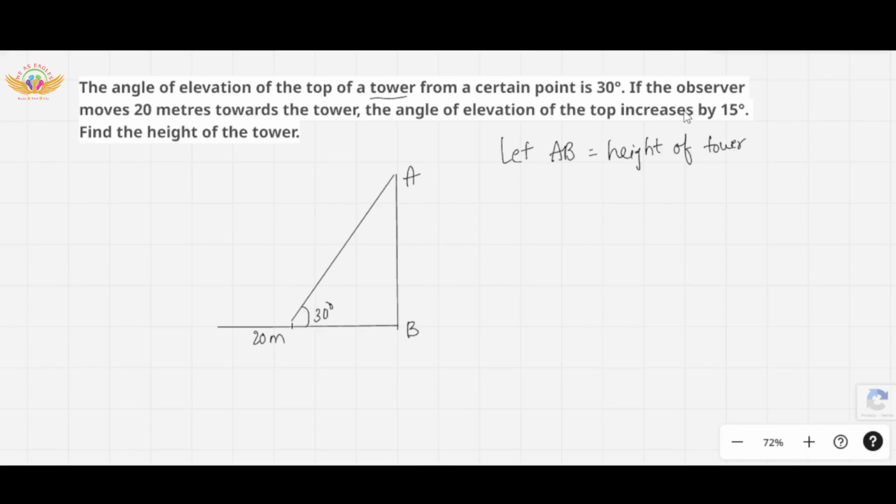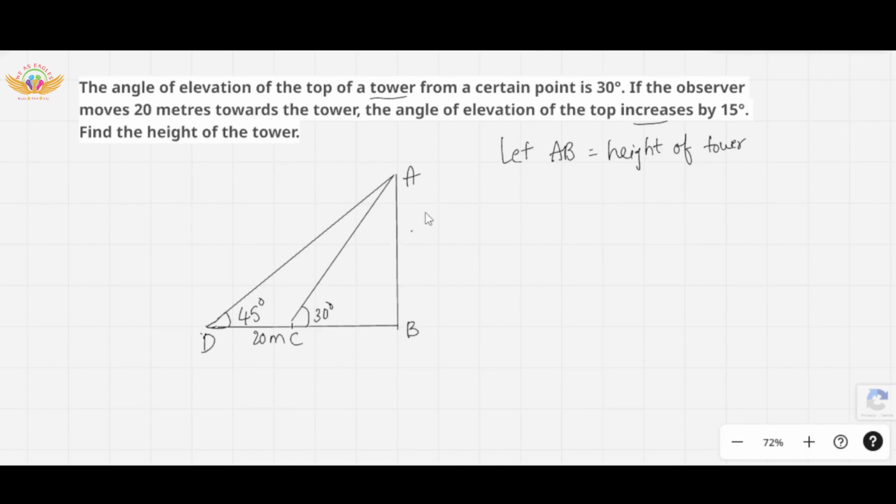It is increasing, so increasing means 30 degrees plus 15 degrees. So we have to draw a line making an angle of 45 degrees. They told it is increasing, so be careful. Some people directly write angle 15. No, it is increasing, so we do 30 plus 15, that is 45 degrees. Let us name this C and this D. So this is our figure. Now we have to find the height of the tower, that is AB.